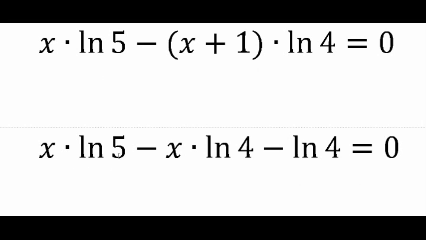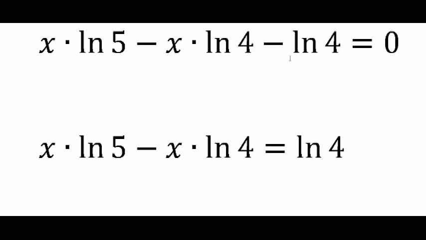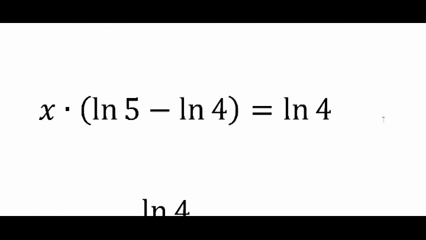Okay, and then we use the distributive property. Now it becomes an algebra problem. You distribute the x plus 1 here. You now bring this constant term over to the right-hand side, and it becomes a positive. Here it's a negative, and you bring it over here, and it's a positive. So now we have x log 5 minus x log 4 equals the logarithm of 4. And this is exactly the same as the previous problem. Use the distributive property to get the x all by itself.